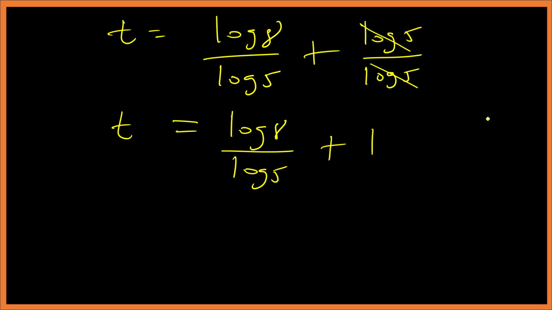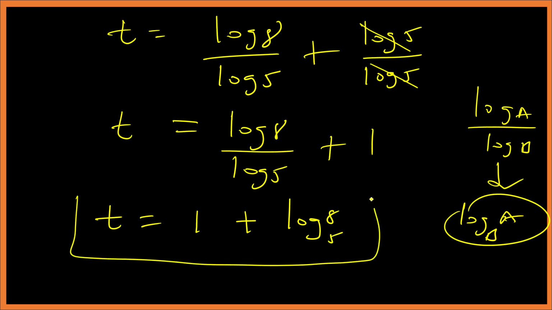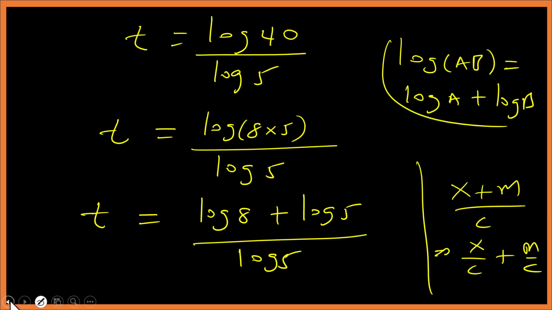Now, when you're given log A over log B, it is the same as log A base B. So, my t will be 1 plus log 8 base 5 as the answer. Okay, so we have t now. Let's go back and check.